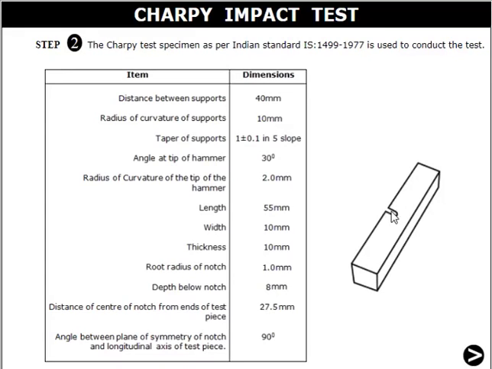Then a notch is also made at the center of the sample. To locate the fracture point we provide the notch in the sample. The depth below the notch is equal to 8 mm, and the root radius of the notch is equal to 1 mm. These are some specifications of the sample. Then, for the striker or hammer, the angle at the tip is 30 degrees.